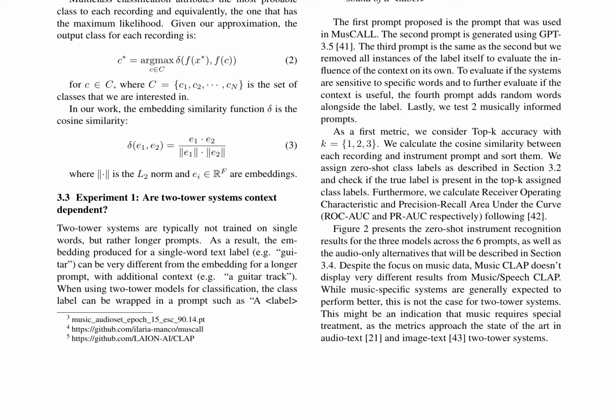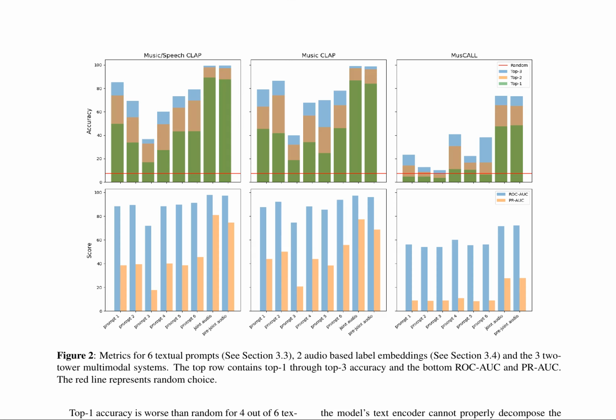two-tower systems. The authors calculate top accuracy, receiver operating characteristic, and precision-recall area under the curve to evaluate the performance of the models. Figure 2 presents the evaluation results of the Muse-Call and CLAP models, showcasing performance metrics for 6 textual prompts, 2 audio-based label embeddings, and 3 two-tower multimodal systems. The top row displays top 1 through top 3 accuracy, while the bottom row presents ROC AUC and PR AUC.